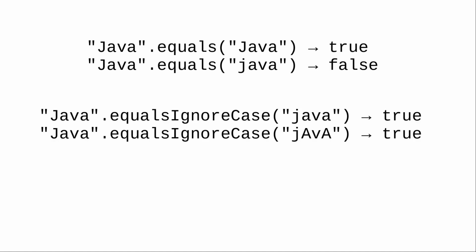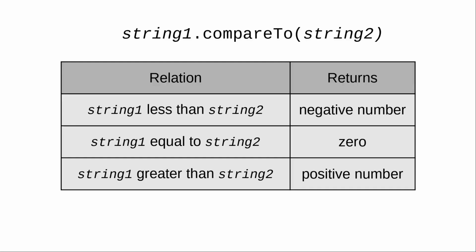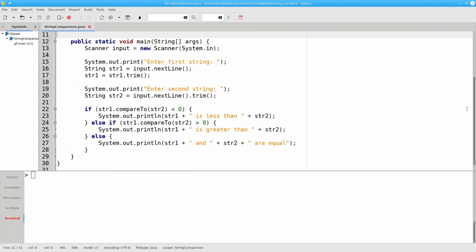What about comparing for less than and greater than? For that, we need the compareTo method, which returns a negative number, 0, or positive, depending on how the strings are related to one another. Here's a program that lets us see how it works.